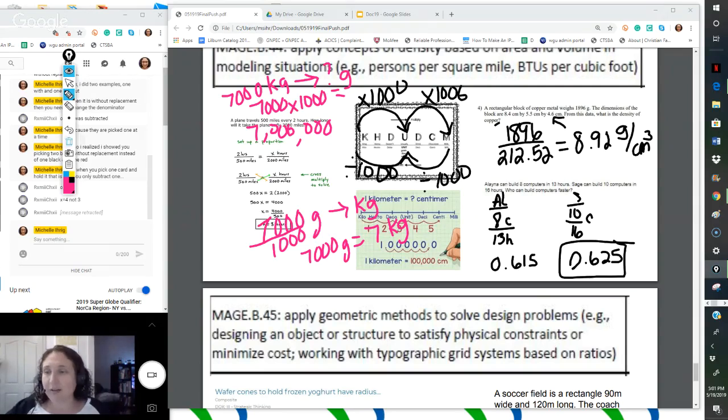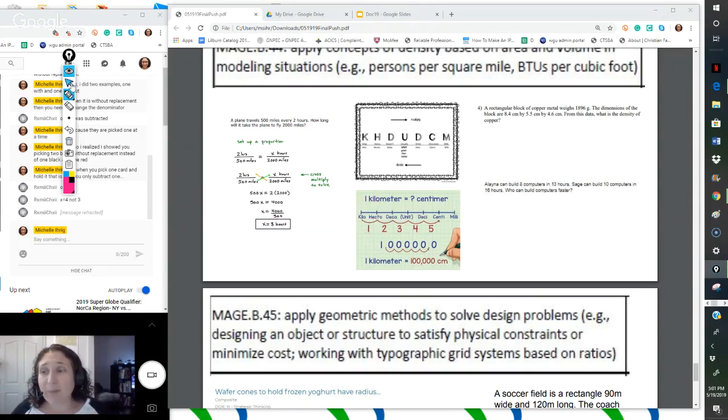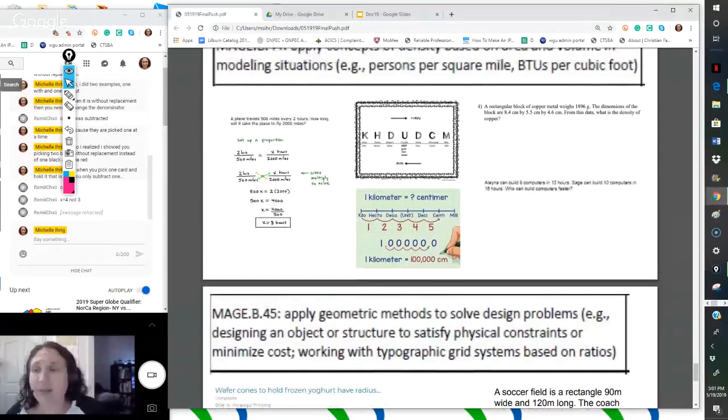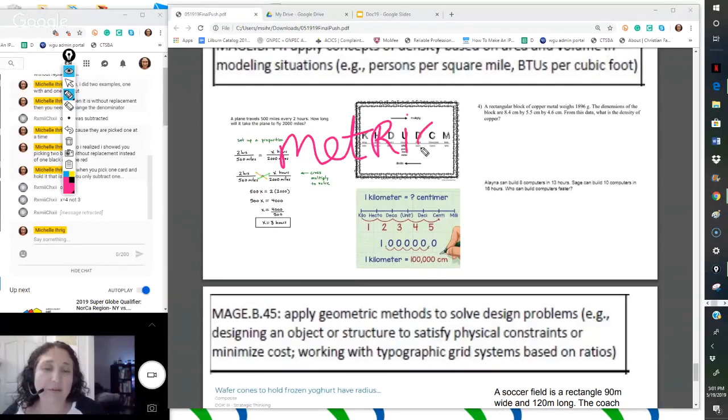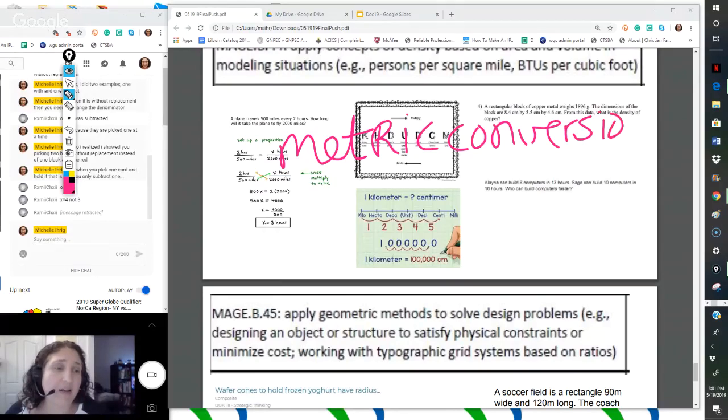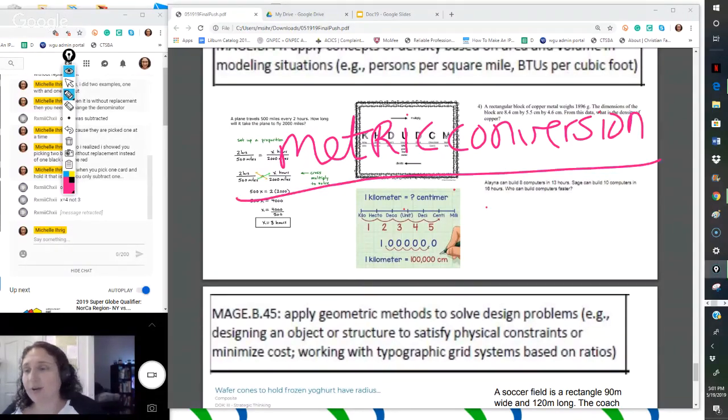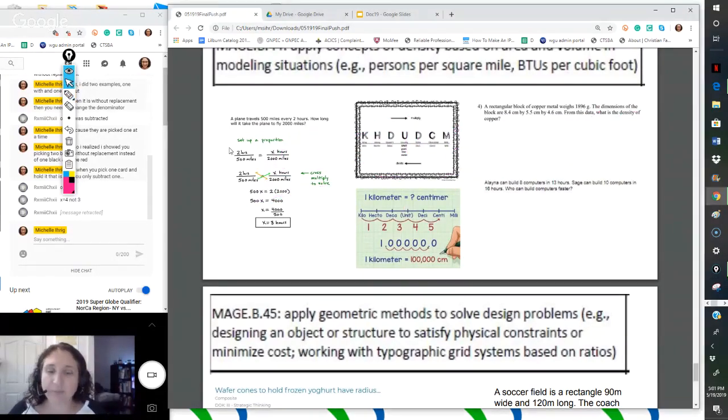I apologize. Okay. If you were completely confused, Google metric conversions and then watch a video and it'll make a whole lot more sense when we're done. But let's go through their last couple problems and then we're done for the night. Metric conversions. That's what you want to Google if I completely confused you.